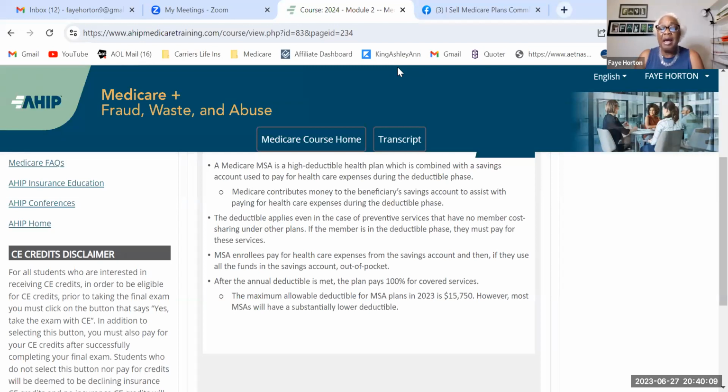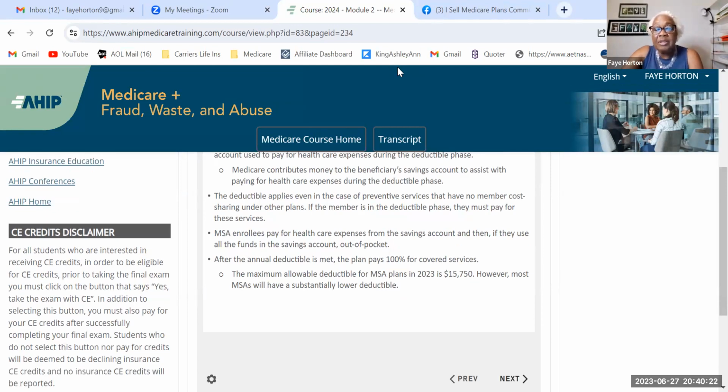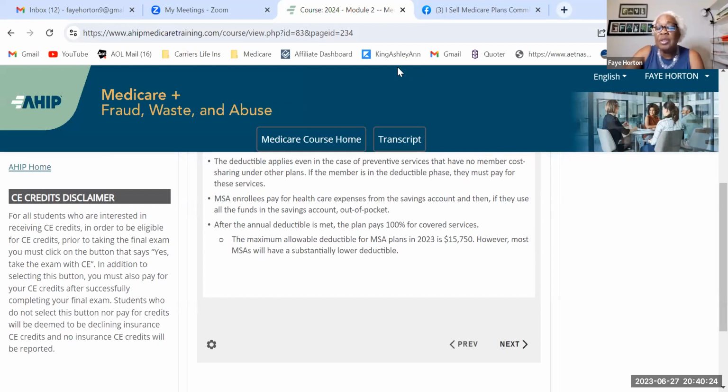The maximum allowable deductible for MSA plans in 2023 is $15,750. However, most MSA, or medical savings account, plans will have a substantially lower deductible.